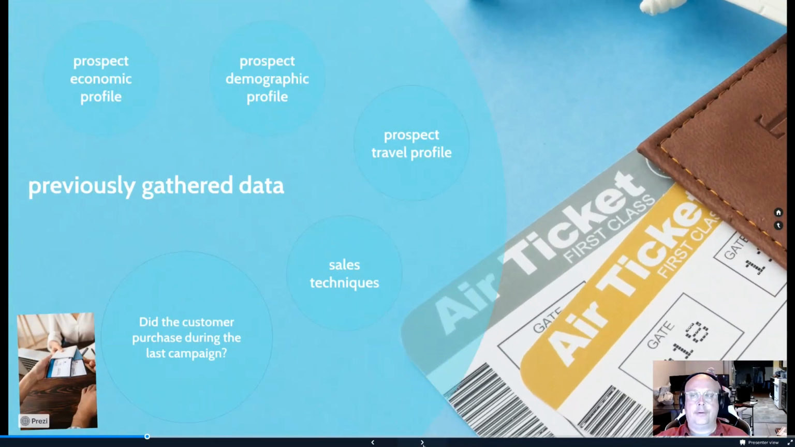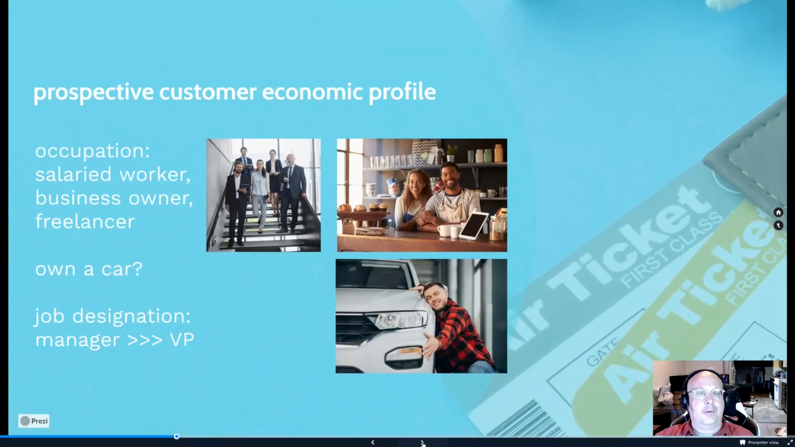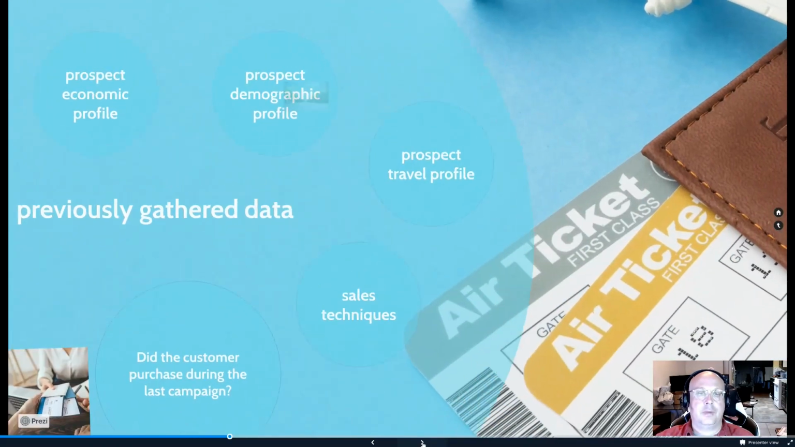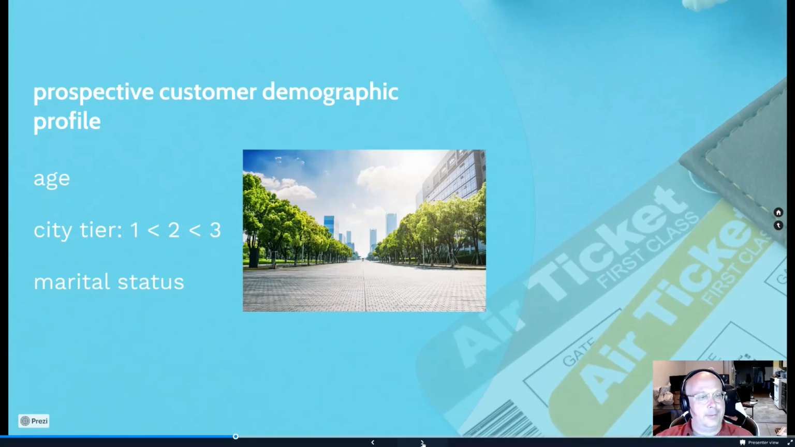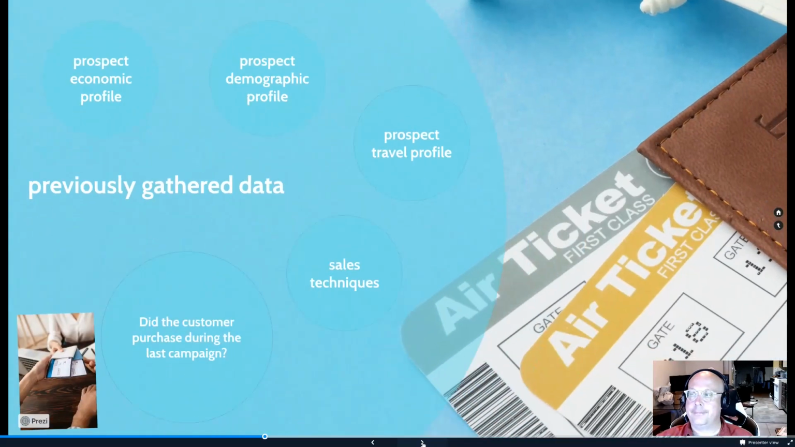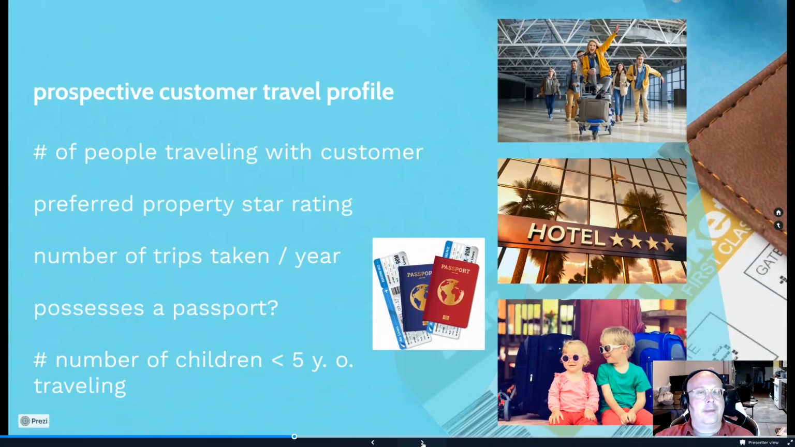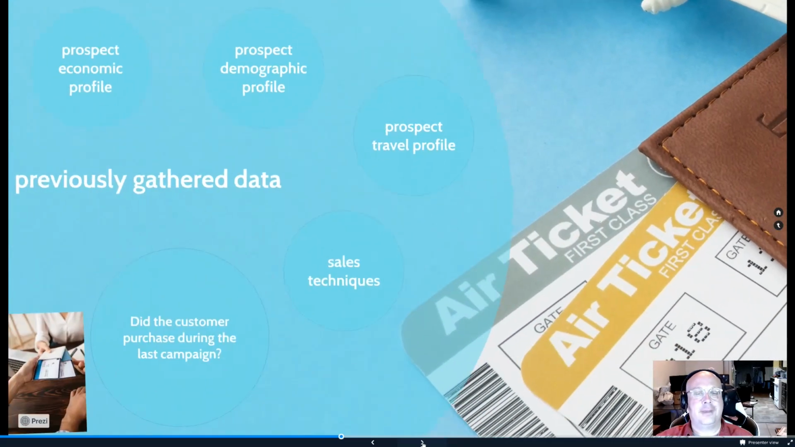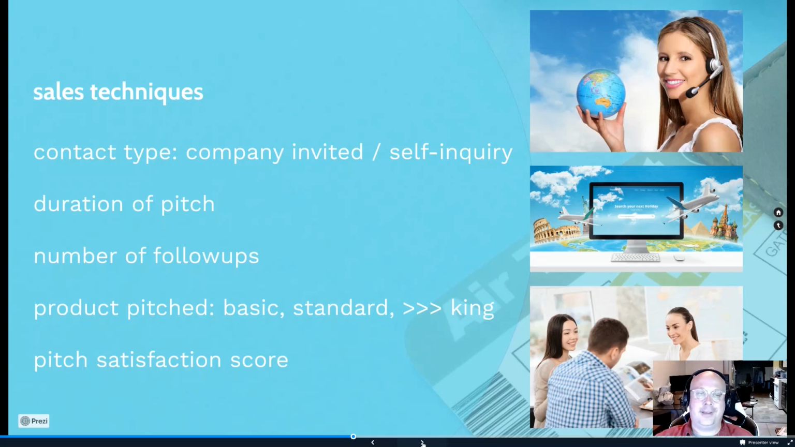The data gathered during the last campaign can be grouped into 4 areas. As I go through these topics, you're welcome to pause the video if you want to study the field names. Data gathered includes the prospect's economic profile, his or her demographic profile, information about the customer's travel preferences, and what sales techniques were used during the meeting with the prospect.